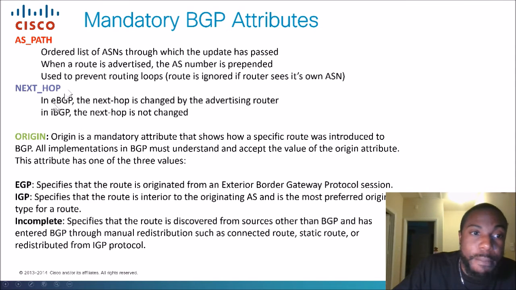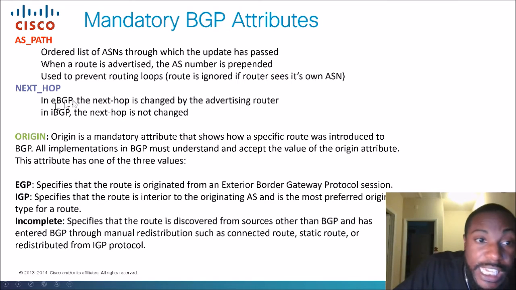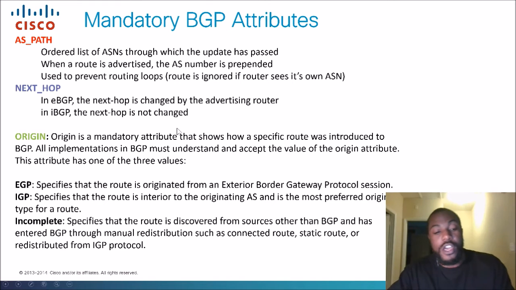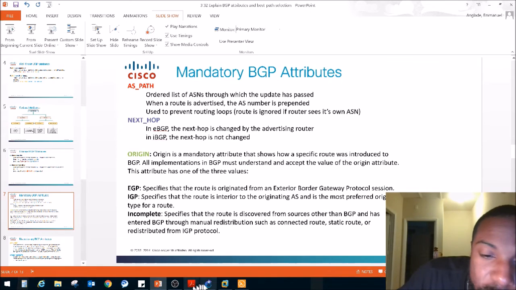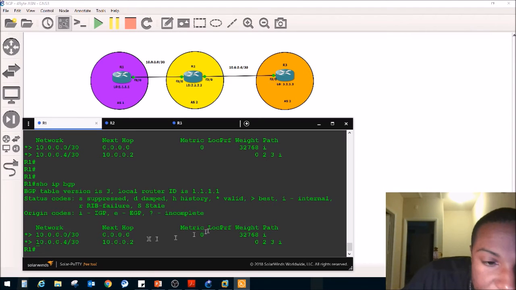So the next hop. In eBGP, the next hop is changed by the advertising router. In iBGP, the next hop is not changed. So how do we determine or find it? In the next hop, same command. We use show ip bgp, right? And there's the next hop, right?